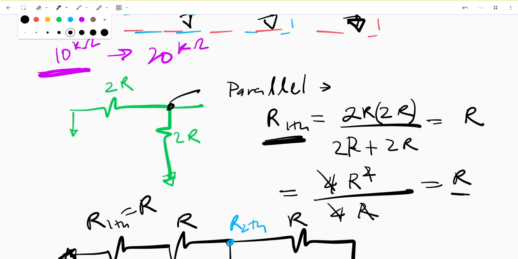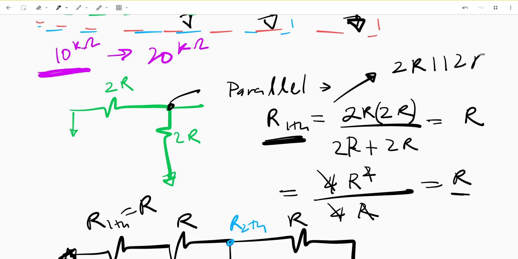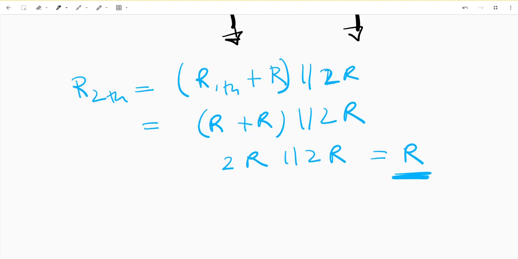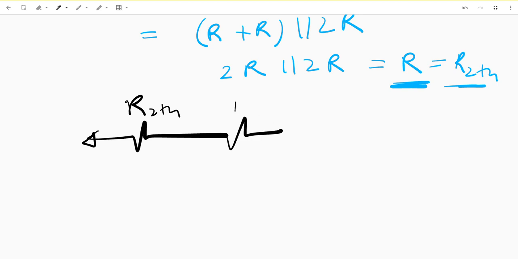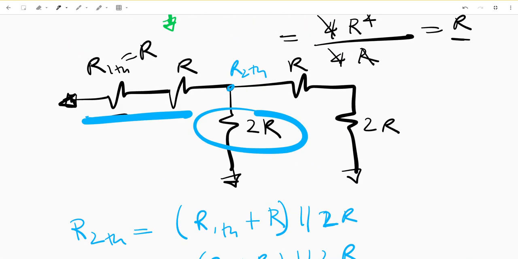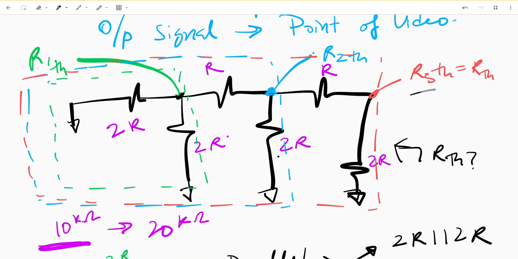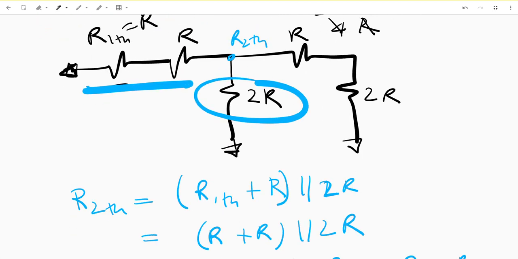This evaluation was the evaluation of 2R in parallel with 2R. And so we get that R2TH is equal to R. So now our equivalent circuit can be drawn like this, where this is R2TH, this is R, this is 2R, and this is basically our R3, located here, R3TH.